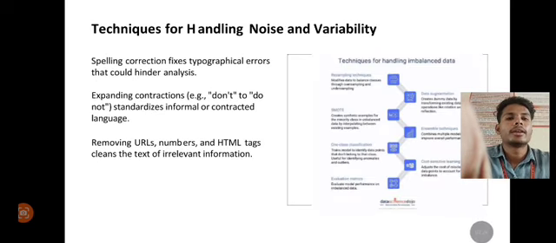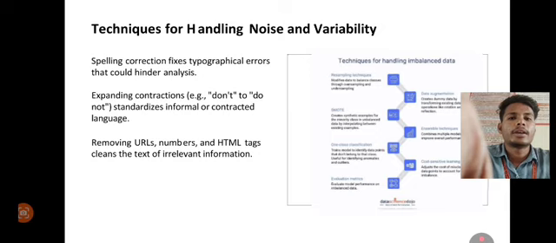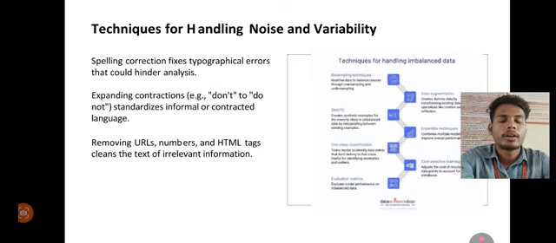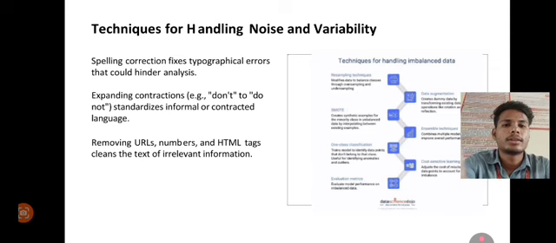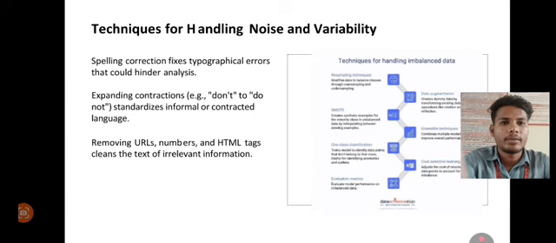Techniques for handling noise and variability: spelling correction fixes typographical errors that could hinder analysis. Expanding contractions, for example, don't to do not, standardizes contracted language. Remove URLs, numbers, and HTML tags, which cleans the text of irrelevant information.